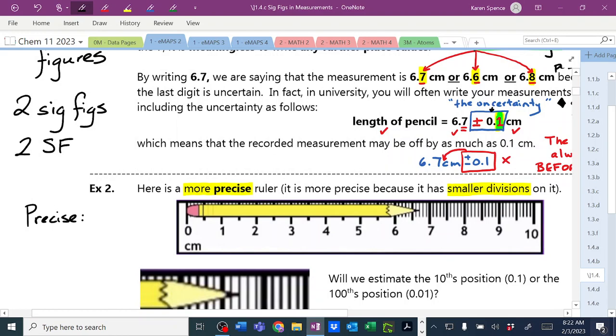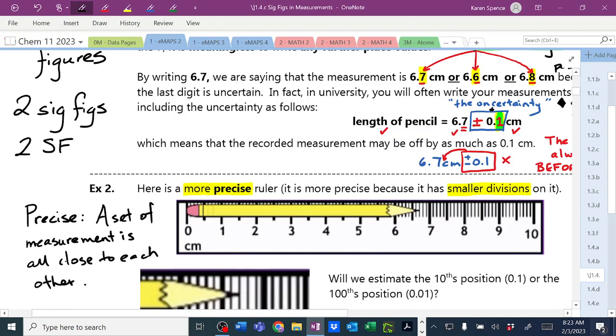If something is precise, if a set of measurements are precise, it means they are all close to each other. So precise means a set of measurements is all close to each other. All right. So we're going to keep that in mind as we go through this, and we're going to find out why it is that having smaller divisions makes the ruler more precise.